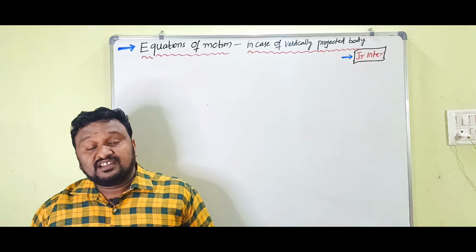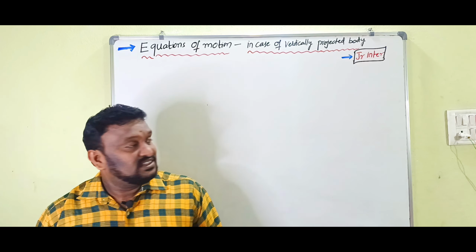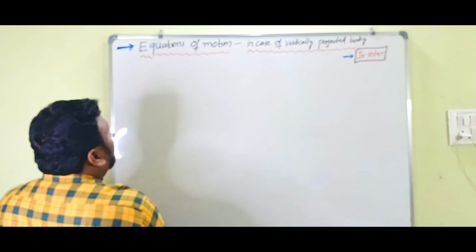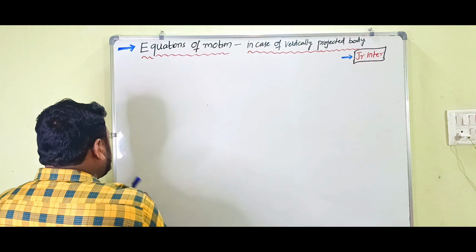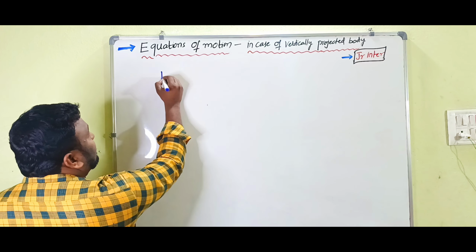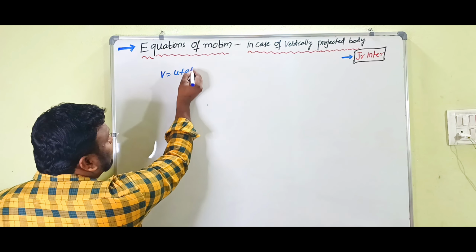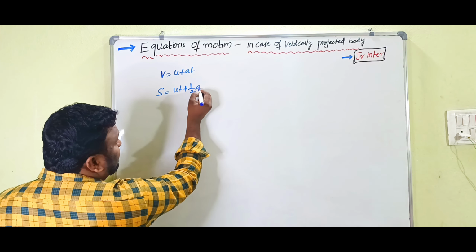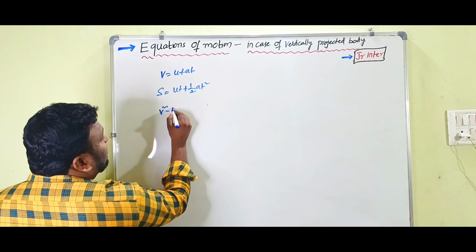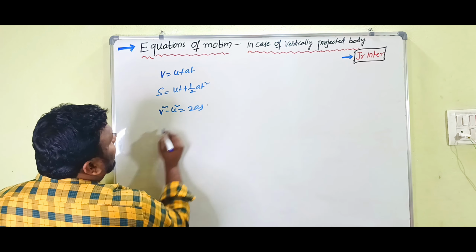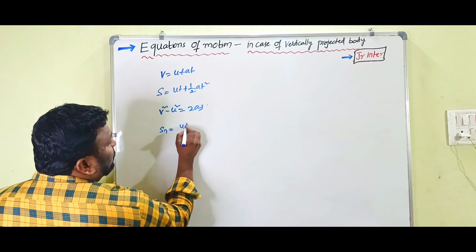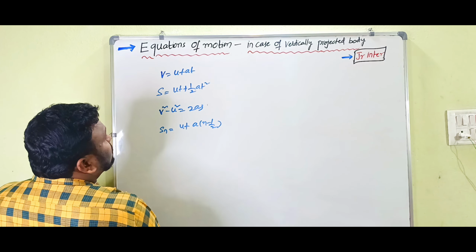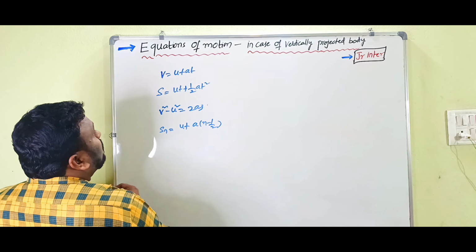Let's go for that. Children, already we know about the equations of motion. How do these change in case of a vertically projected body? So what equations do we have? First one is v equals u plus at, and second one is s equals ut plus half at square, and v square minus u square equals 2as, and s_n equals u plus a/2 times (2n minus 1). So these are the equations of motion when the body is moving with uniform acceleration.